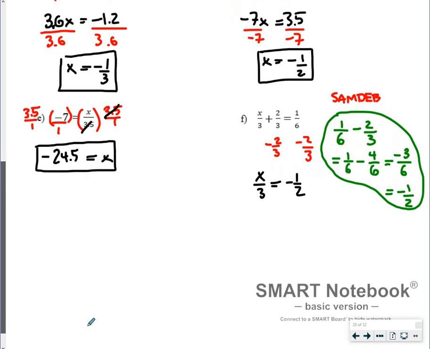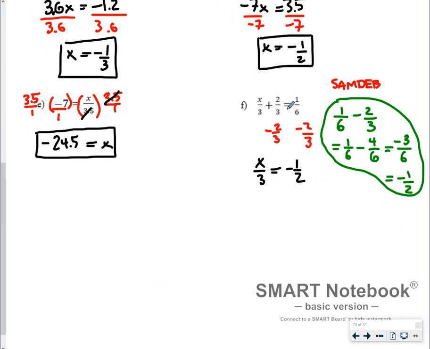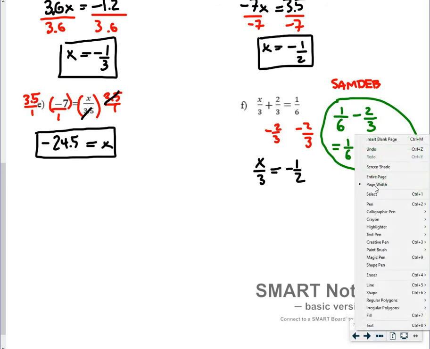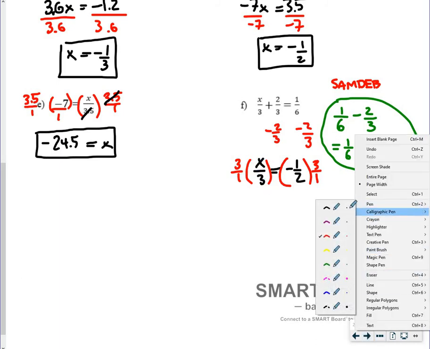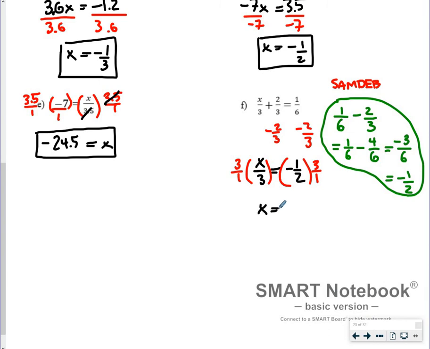Okay, and we're a bit closer, so at least I got rid of the 2/3. And now I got to get rid of the 3. So to get x fully on its own, I need to get rid of the 3. So the opposite of dividing by 3 is multiplying by 3. I do that to both sides. 3 times x over 3 is just x. So the left just becomes x, and -1 times 3 is -3, and 2 times 1 is 2. So the answer there is -3/2.